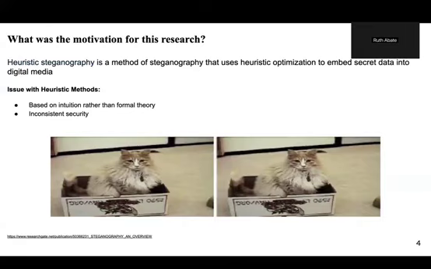Can you guess which one of the cat in the box images is the original and which one has a hidden message? Well, the left one is the original image and the right one has a hidden message inside it.